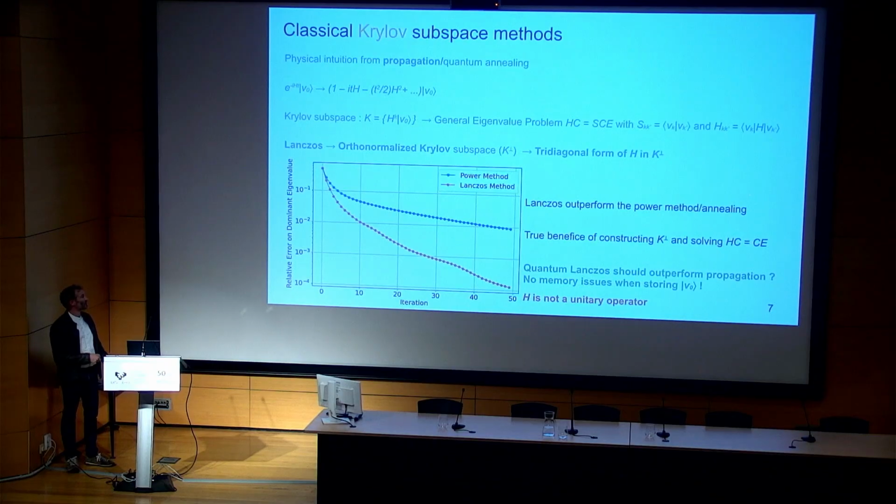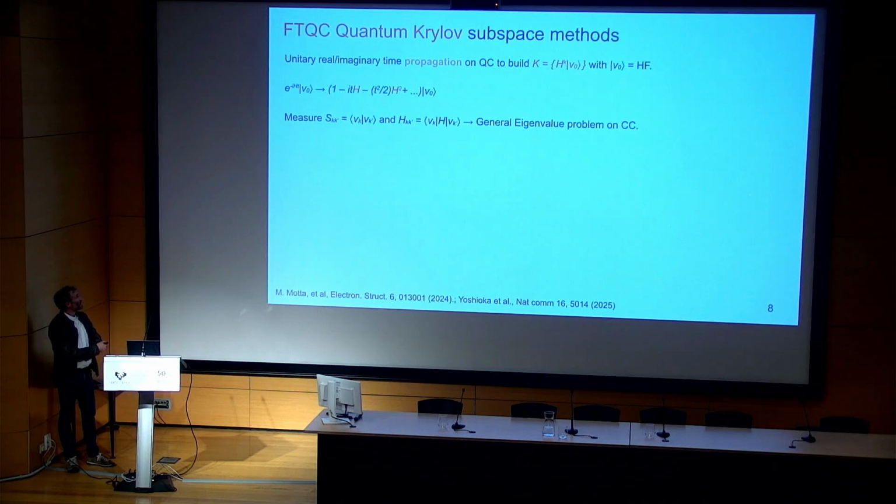So quantum Krylov methods, and quantum Lanczos in particular, should outperform any method we have if we are able to encode this operation on a quantum computer. So typically what people thought directly at the beginning is that the exponential of the Hamiltonian is a unitary operator. This is the propagation.